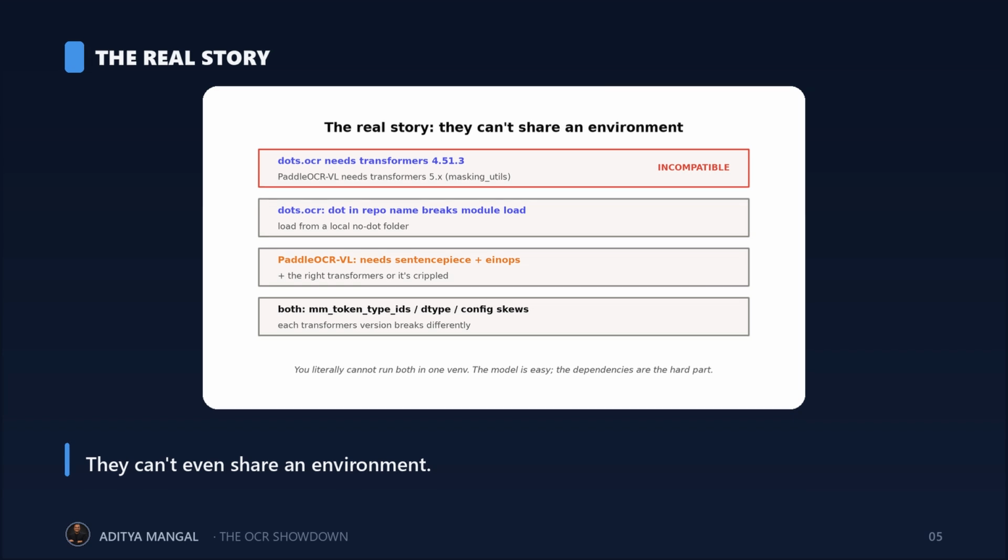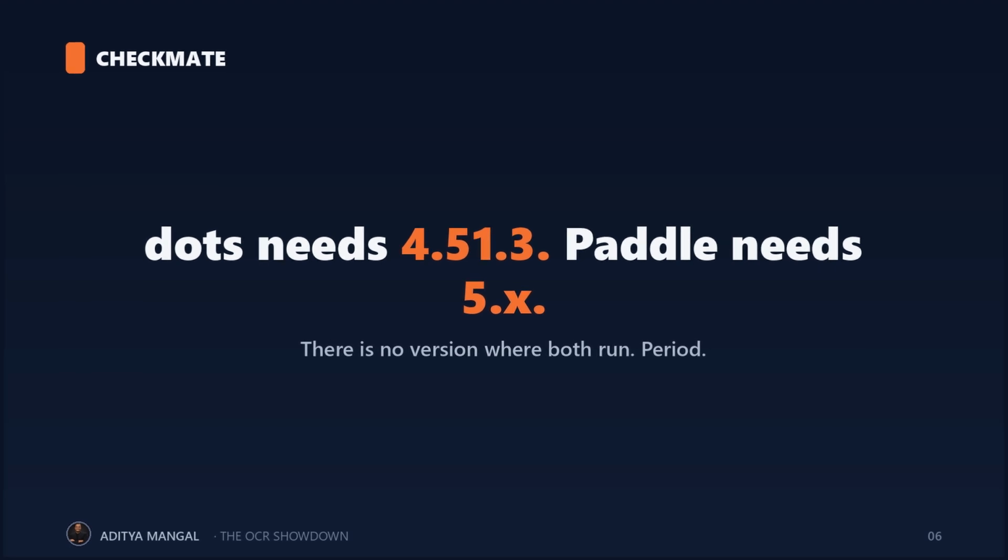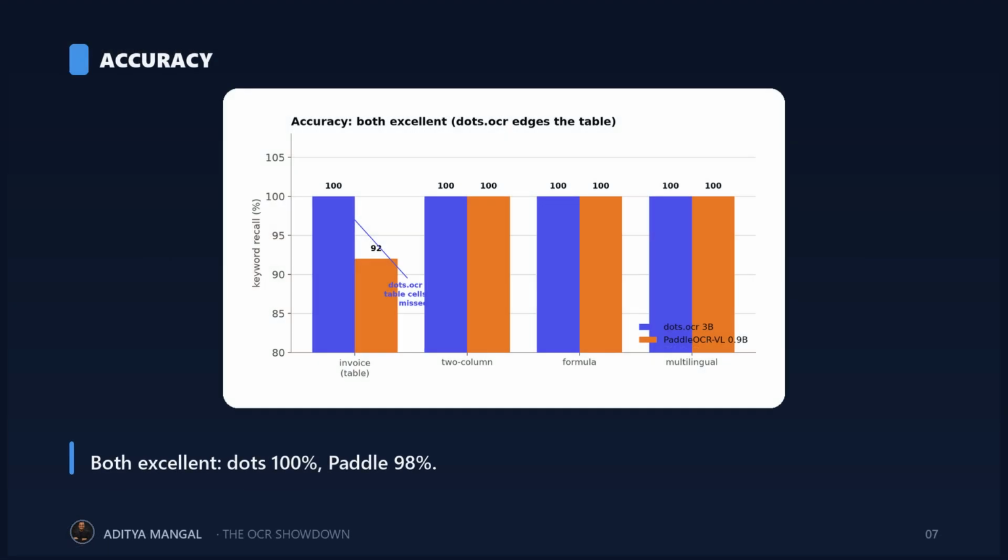This is the recurring reality of research-grade local models. They're each pinned to a moment in time, and getting two of them to coexist is often impossible. So I couldn't benchmark them side by side in one process. I had to run each in its own pinned environment and compare the results afterward. And they can't co-fit on the card either. Dots.ocr is a 3 billion parameter model that sits near the top of the 8 gig budget, so there's no room to load a second model beside it. Every comparison here is sequential, one model at a time, which is exactly how you'd have to deploy them in practice.